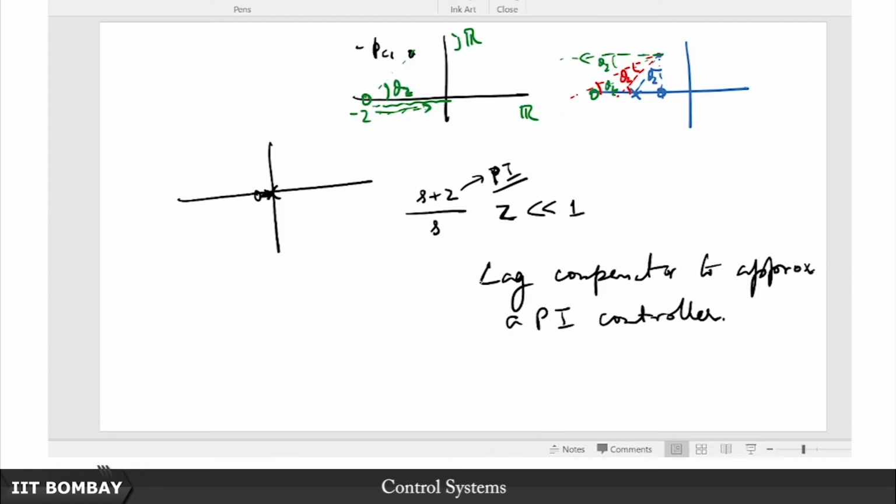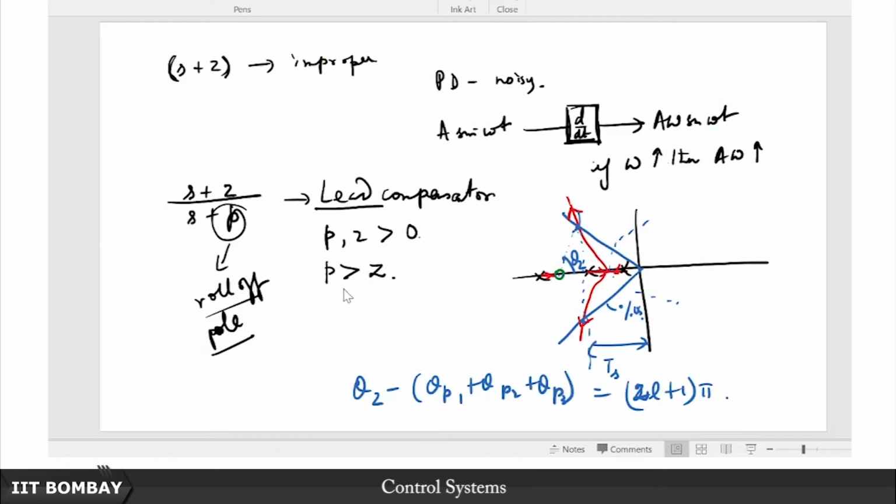Because if we can, then it's good. Why is it good? Because remember, a PI controller also necessitates the use of active elements like op amps, but a lag compensator is just a pole-zero pair, the only difference being that this is (S plus Z2) upon (S plus P2), where of course P2 and Z2 are both greater than 0. The only difference is that Z2 is greater than P2, unlike the lead compensator where the pole was greater in magnitude than the zero. Here the zero is greater.